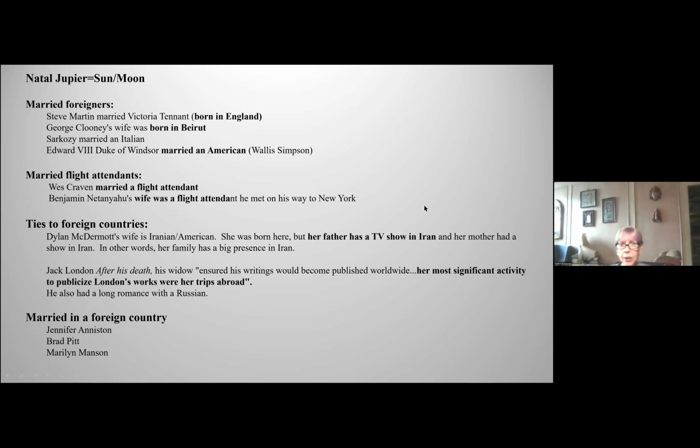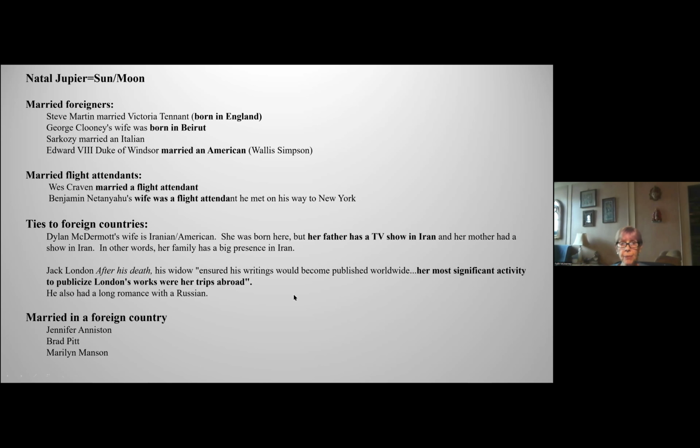They may have ties to foreign countries without necessarily being born there or living there. So, for example, here's a guy whose wife is Iranian American. She was born in America, but her father, even currently, has a TV show in Iran, and her mother had a show in Iran. In other words, her family has a big presence in Iran.